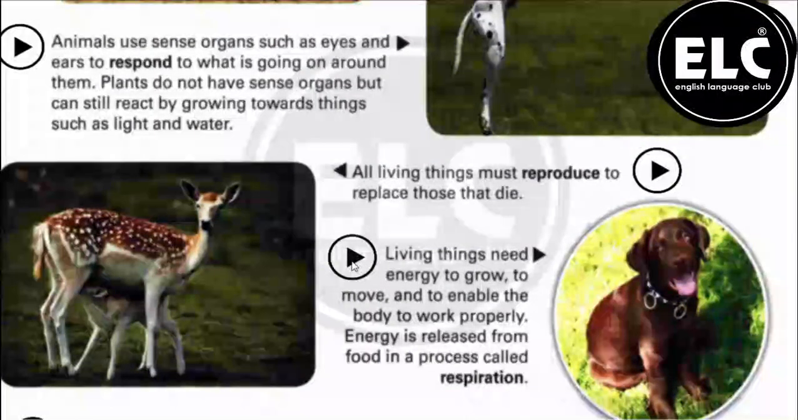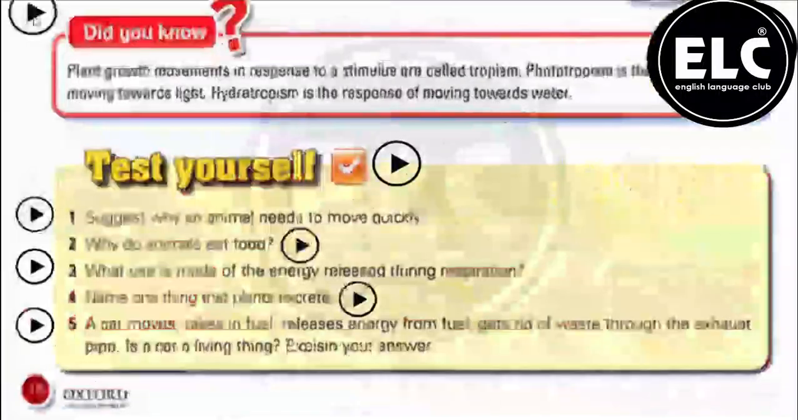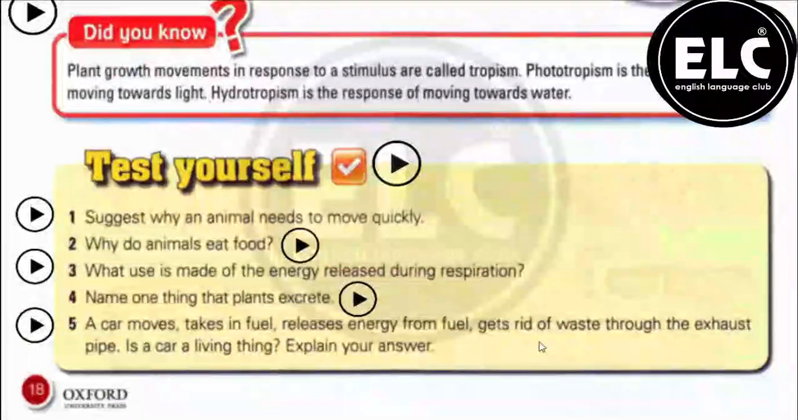Living things need energy to grow, to move, and to enable the body to work properly. Energy is released from food in a process called respiration. Did you know? Plant growth movements in response to a stimulus are called tropism. Phototropism is the response of moving towards light. Hydrotropism is the response of moving towards water.